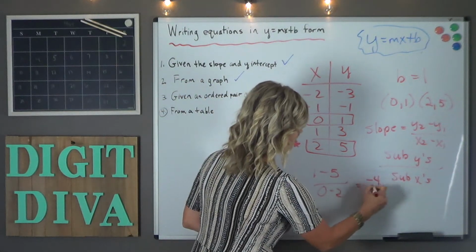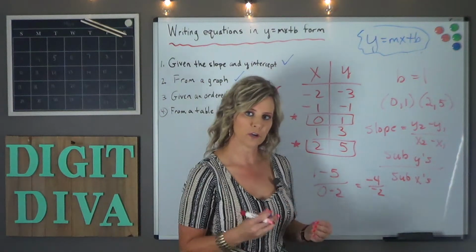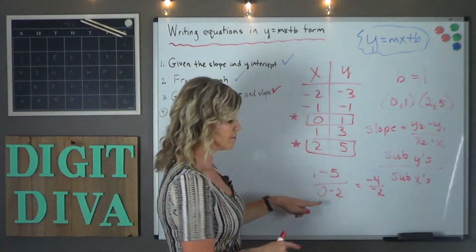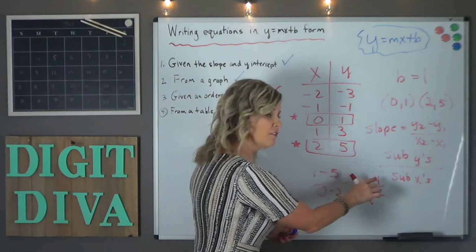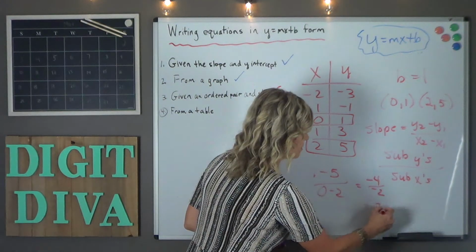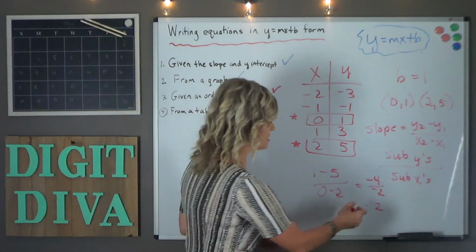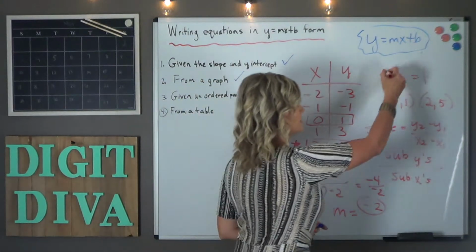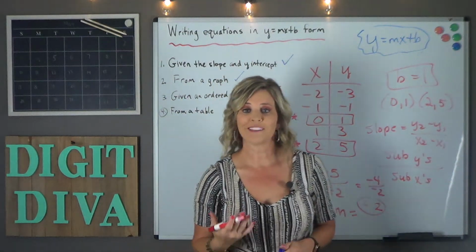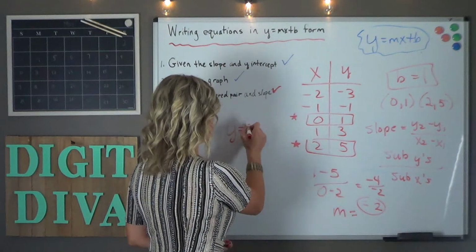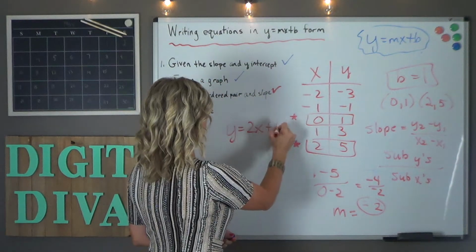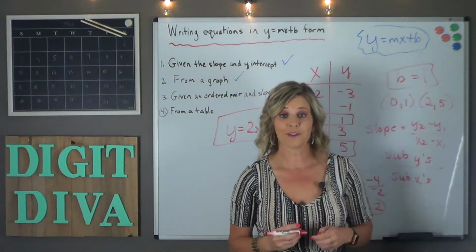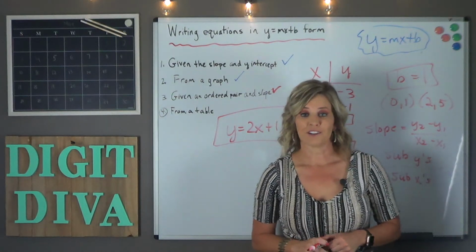And I'm left with negative 4 divided by negative 2. All right, so let me slow down a little bit. I subtracted my y's on top in my numerator position, subtracted my x's on the bottom in my denominator position, and I'm left with negative 4 divided by negative 2, which would simplify to a positive 2. So now I have my slope and I have my y-intercept. All I have to do is put them in that format. So y equals 2x plus 1. Woo! All right, so when you're asked to write an equation when given a table, that requires a lot of work too.